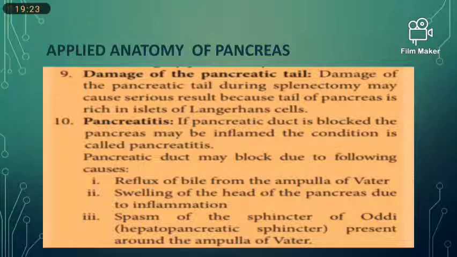Duct is blocked. The pancreas may be inflamed; this inflammatory condition is called pancreatitis. The pancreatic duct may block due to the following causes: reflux of bile from the ampulla of Vater, swelling of the head of the pancreas due to inflammation, spasm of the sphincter of Oddi. So these are the causes.